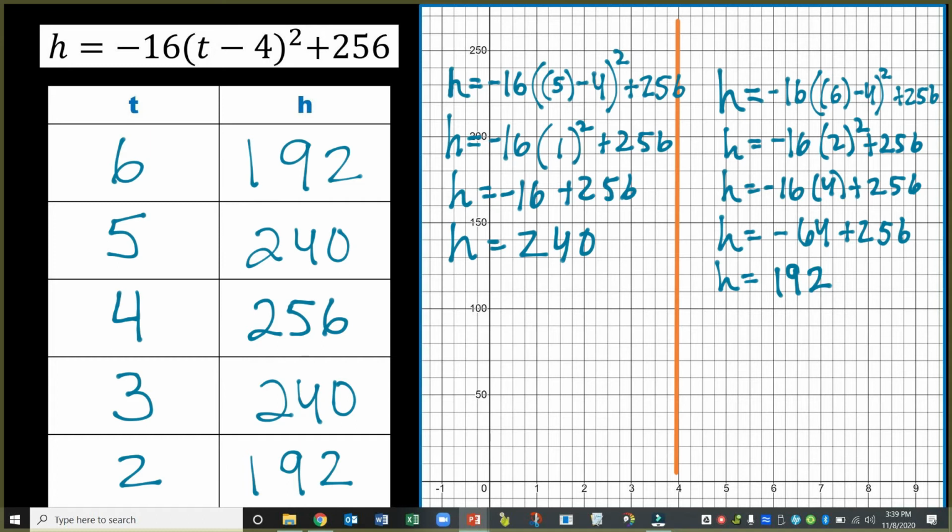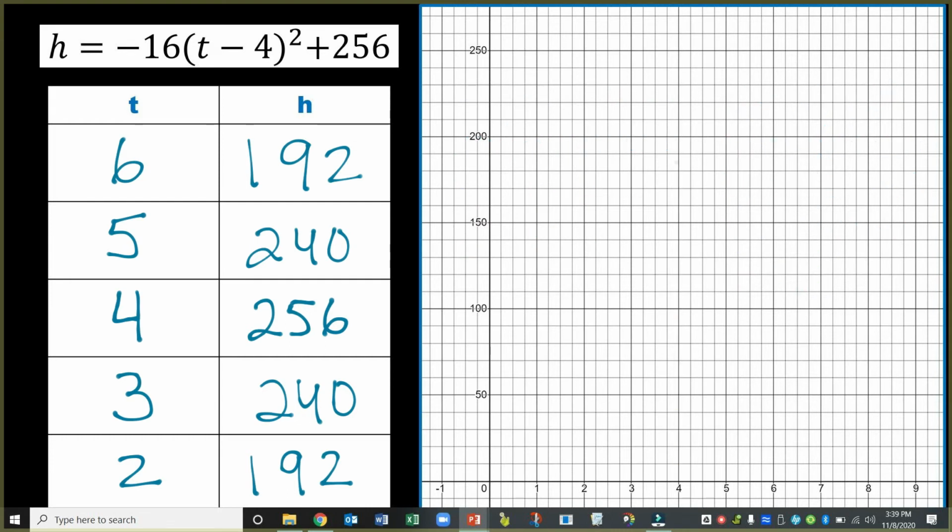So now we are going to graph our function. So those are the 5 points that we have. And the vertex is 4, 256. And as you might suspect, that is the highest point. So since 256 is in the h column on our table, that's the height. The maximum height of our rocket is 256 feet.